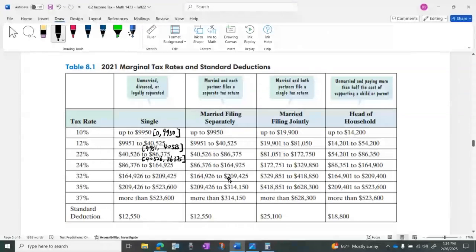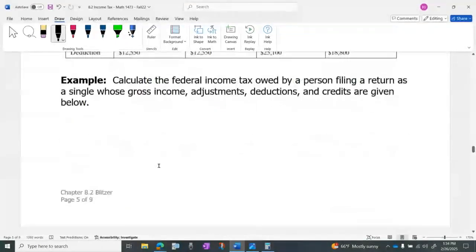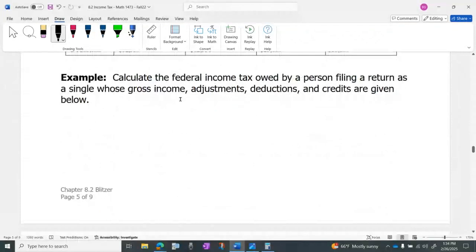Okay, I think the best way to really understand how the tax rates apply to the taxable income is to look at a question. I'm going to show you how the tax rates apply to a taxpayer's taxable income through a problem. Okay, let's use this problem. Calculate the federal income tax owed by a person filing a return as a single, whose gross income, adjustments, deductions, and credits are given below. Okay.